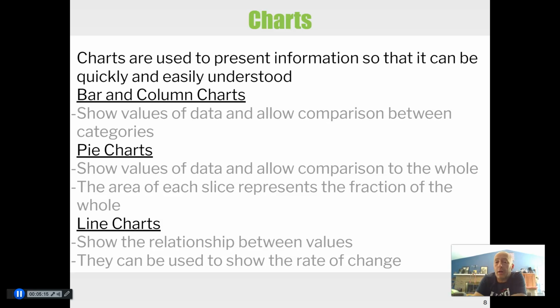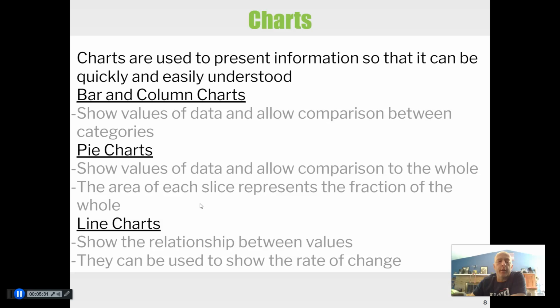We have bar and column charts. They show values of data and allow comparisons between categories. We have pie charts, which are always circular. They show values of data and allow a comparison to the whole, and the area of each slice represents a fraction of the whole.